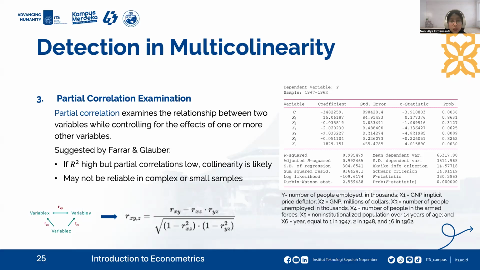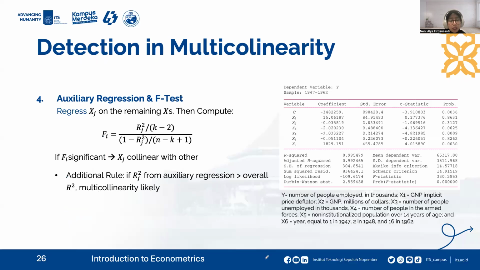So this is the definition of partial correlation. Let's say we have variable x and variable y and there's another variable z, and then x and y are correlated through z. This is what we call partial correlation. I think you should have learned this in basic statistics classes. And then we can check the auxiliary regression and F-test.